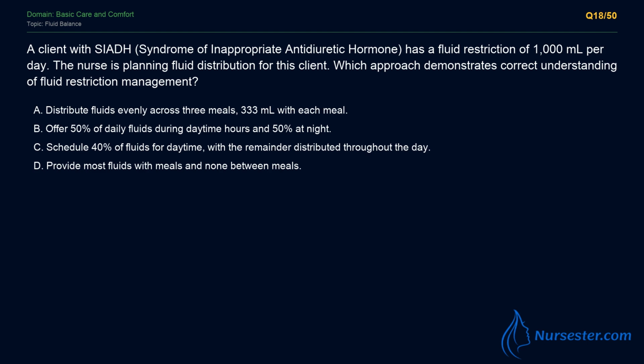Option A, distribute fluids evenly across 3 meals, 333 milliliters with each meal. Option B, offer 50% of daily fluids during daytime hours and 50% at night. Option C, schedule 40% of fluids for daytime, with the remainder distributed throughout the day. Option D, provide most fluids with meals and none between meals.